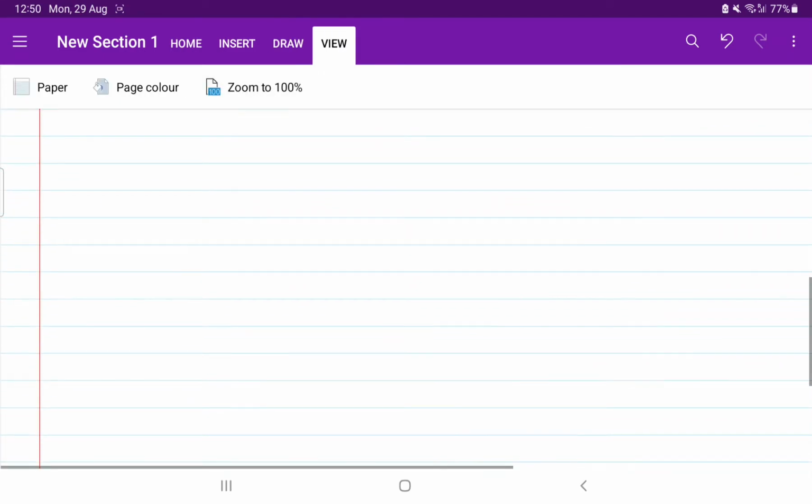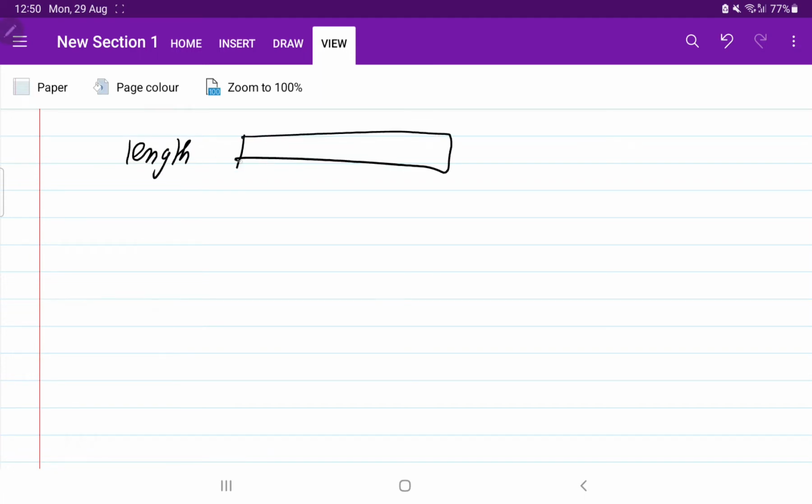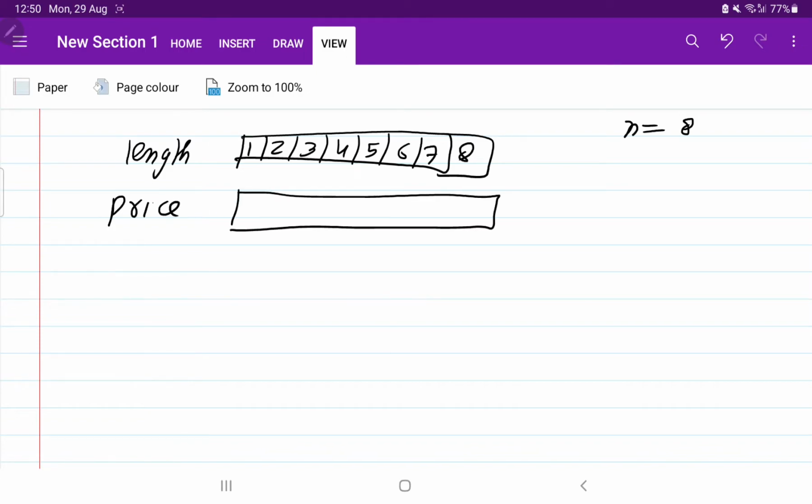Now let's see how we are going to approach this problem. What was given in the question? The length array was given. What was the length array? Suppose n is equal to 8 is given, so the length array will contain the values up to 8. And what is the price array? The price array has the prices of all the lengths: 1, 5, 8, 9, 10, 17, 17 and 20. This is the price array.